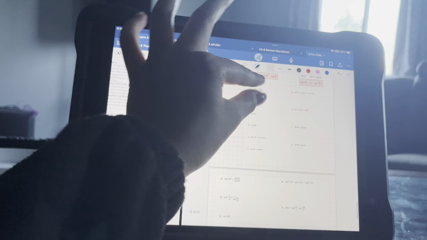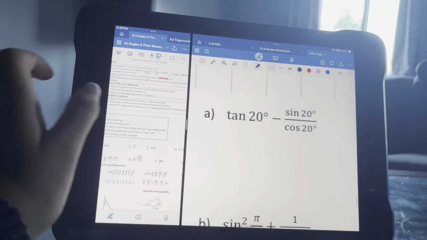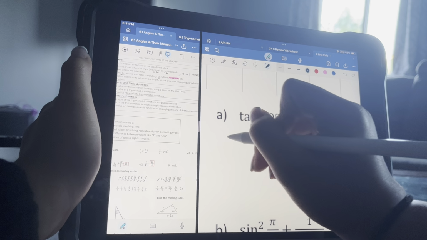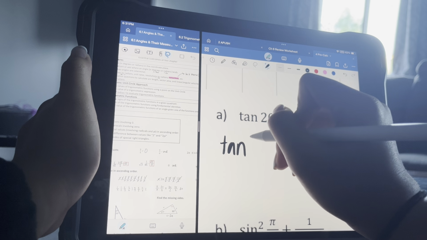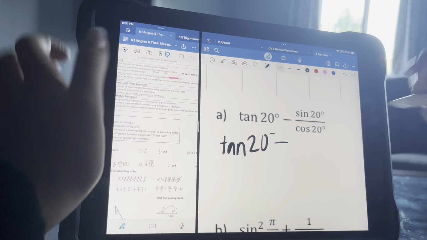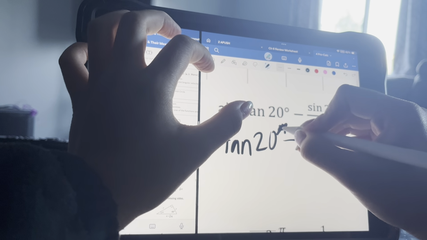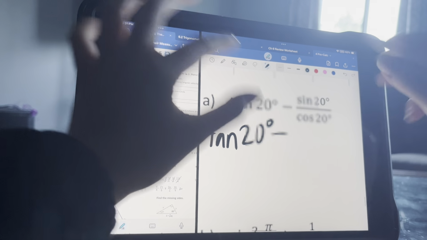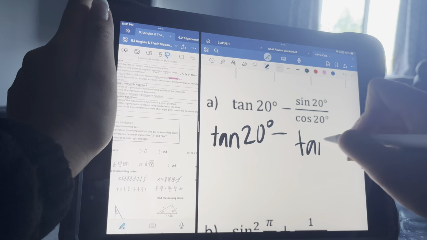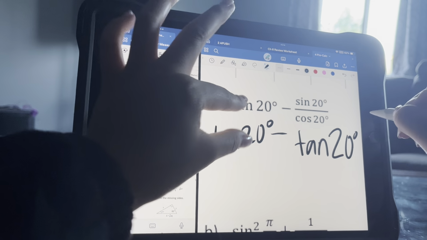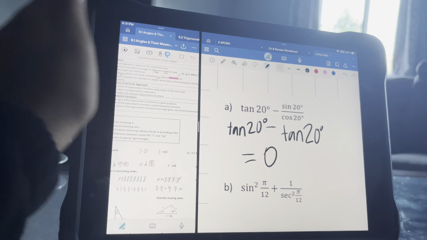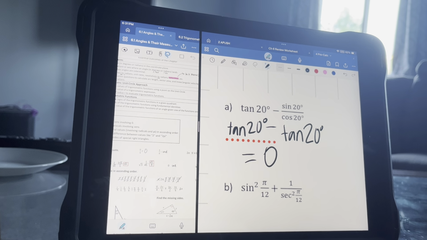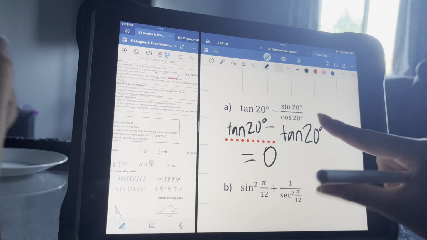But I'm just going to kind of explain as best as I can. So this is going to be tangent 20 degrees. Well, sine over cosine, that's another way to write tangent of the same degree. And that will equal 0 because 3 minus 3 is 0. Tangent 20 minus tangent 20 is 0.